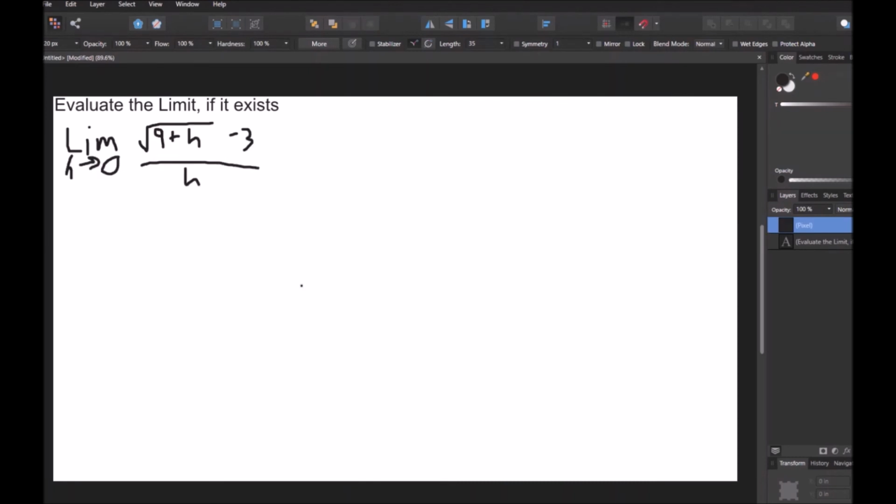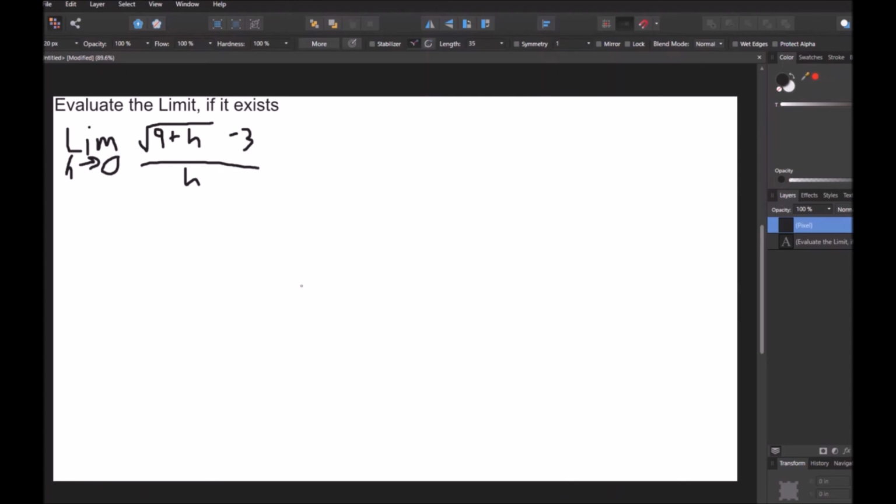Okay, so in this next question we're once again given the exact same instructions, but this time our limit is the limit as h approaches 0 of the square root of 9 plus h minus 3 over h. So once again, if we try to do direct substitution right now, we're going to have 0 in the denominator, which we don't want.